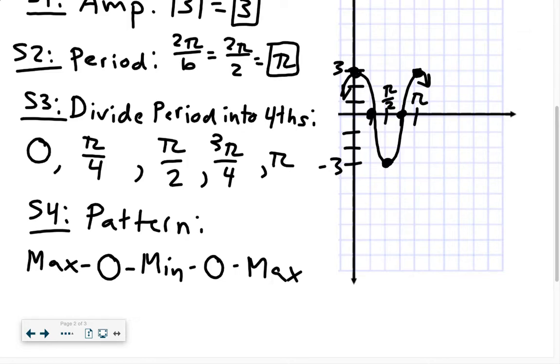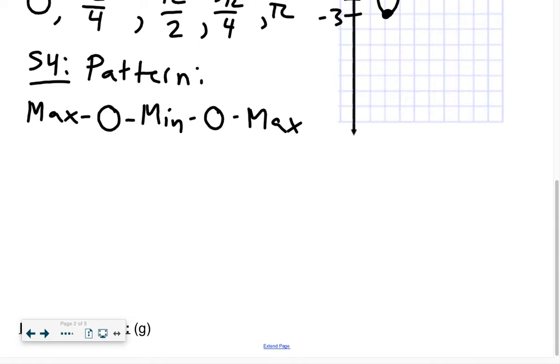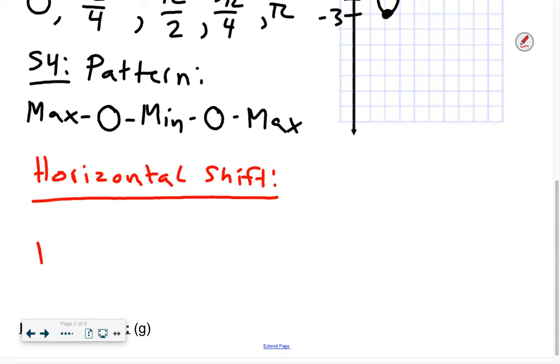All of this is review, correct? We have not done anything new yet. This is all going back to lesson 82. Now we got to do the new part for today. We need to establish how we're going to move this thing horizontally, if we need to, and then figure out how we're going to move this thing vertically if we need to.